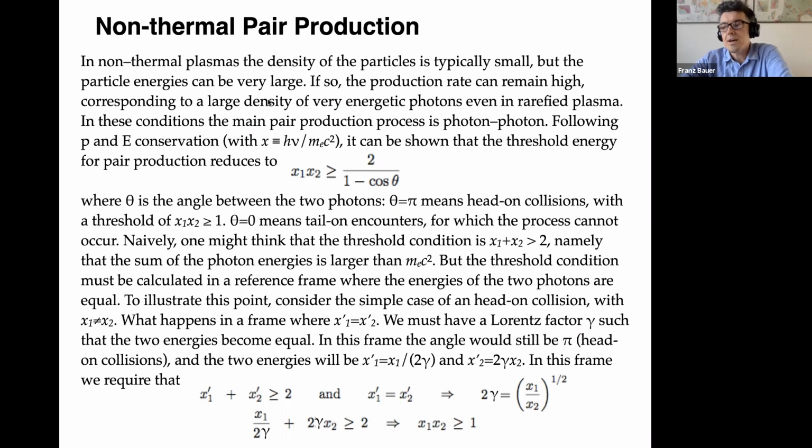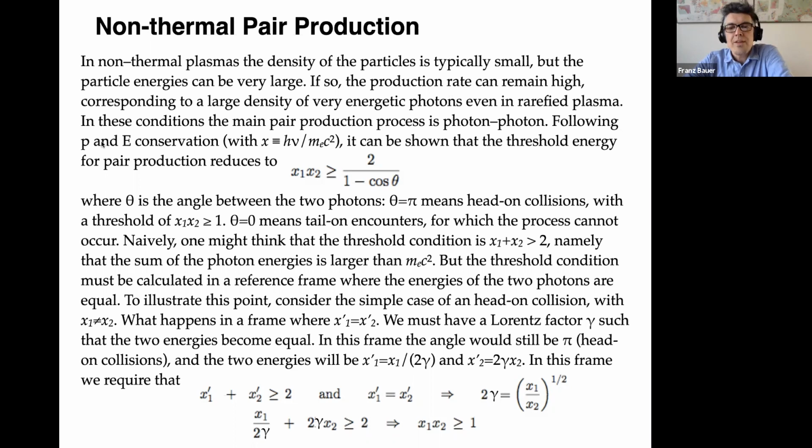The densities of non-thermal plasmas are typically pretty small. However, the particle energies can be very, very large. And so they can be well above the rest energy of the electron, right? And so even though the densities are small, the energies are large, and so the production rate can actually still remain relatively large. And so you can still produce a relatively high density of energetic photons, even though the plasma is rarefied. So the main mechanism here ends up also being photon-photon pair production.